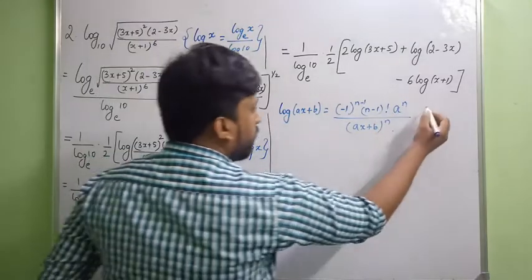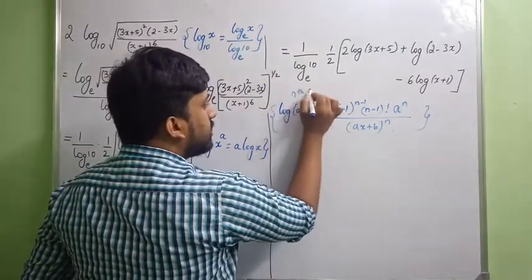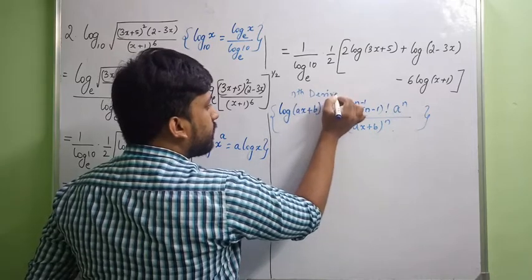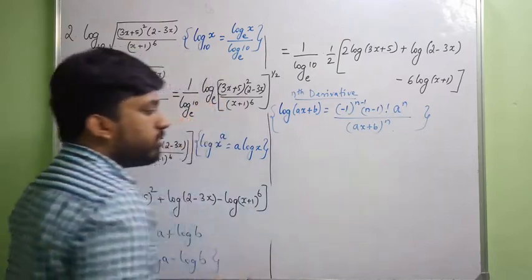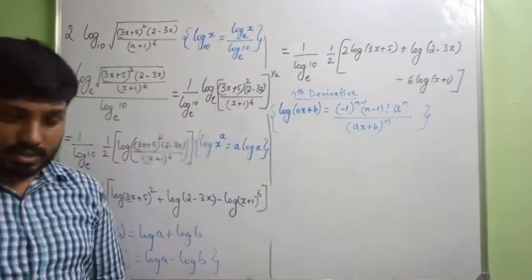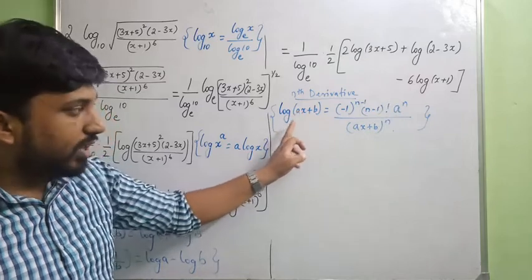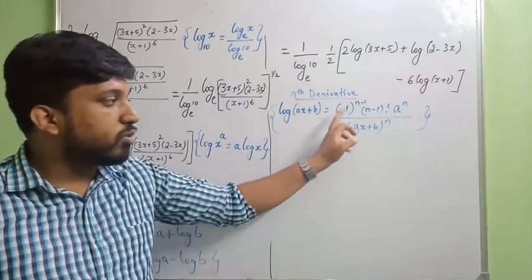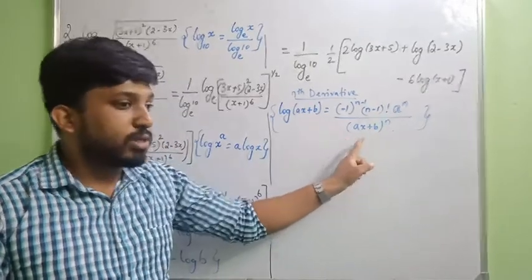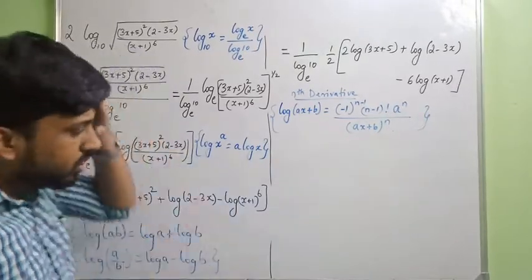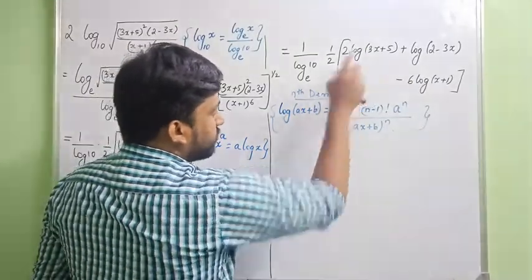I have this form. What is this? This is the nth derivative. This nth derivative I have already derived in my previous video. You can just watch that video. So the nth derivative of log of ax plus b is equal to minus 1 to the power of n minus 1, n minus 1 the whole factorial, into a to the power of n by ax plus b to the power of n. So now I am going to apply it here, because here we have the form of log of ax plus b.